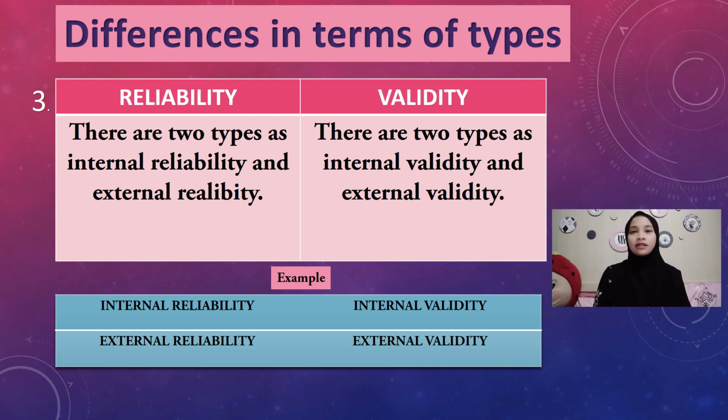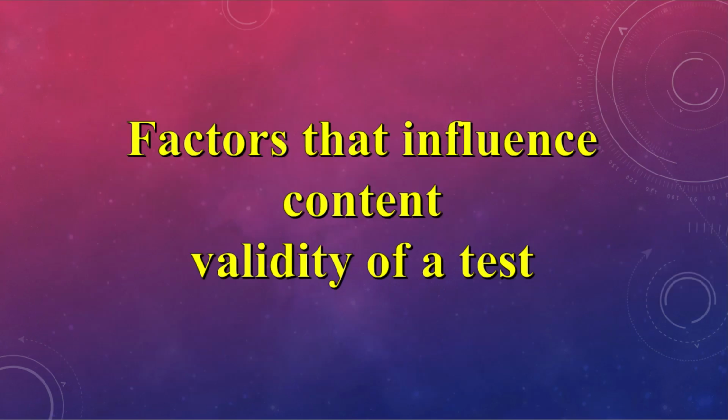And validity also has two types, which are internal validity and external validity. So internal validity is whether the instrument or procedure used in the research study measures what it was supposed to measure. So external validity means whether the result can be generalized beyond the immediate study.